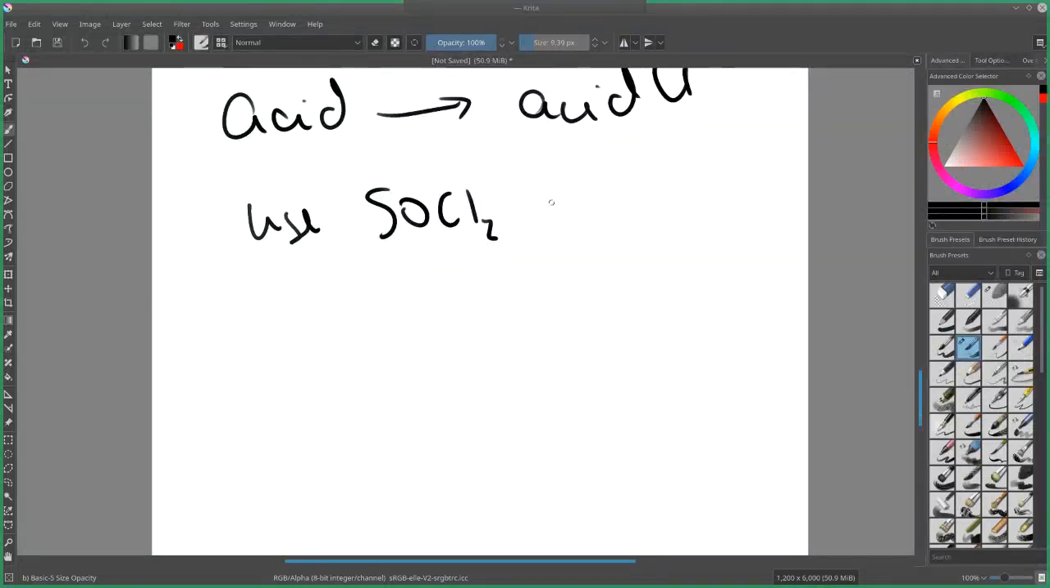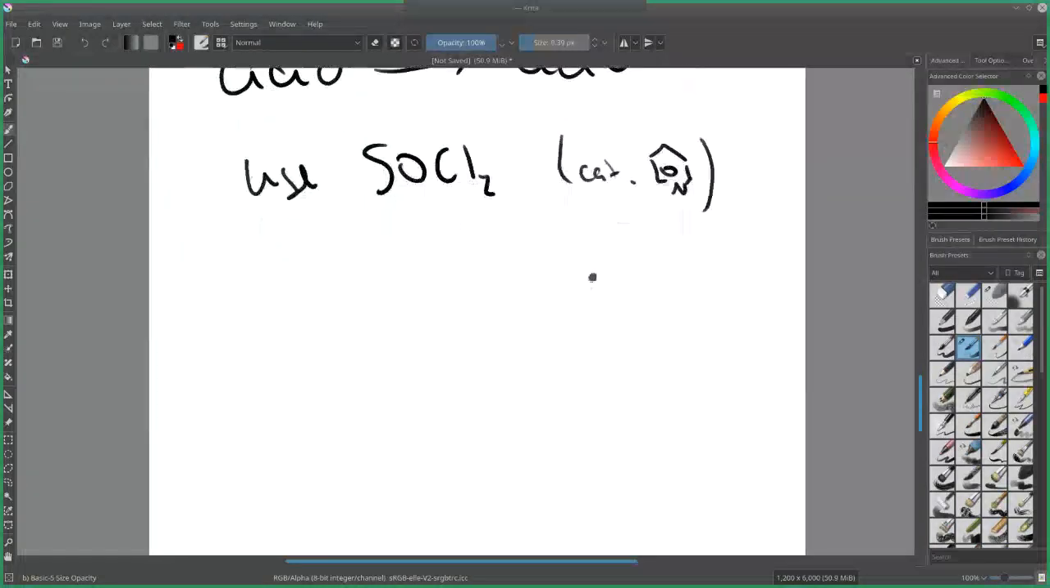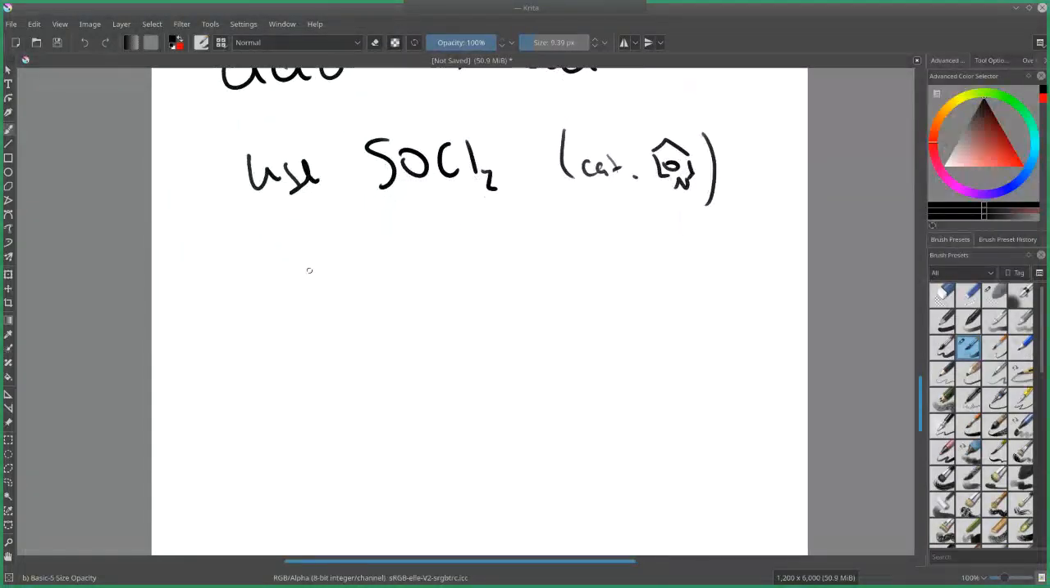And this should be catalyzed by pyridine. You need some sort of base, I believe. Yeah, that's right. Okay. Or the other option that you can use is oxalyl chloride.